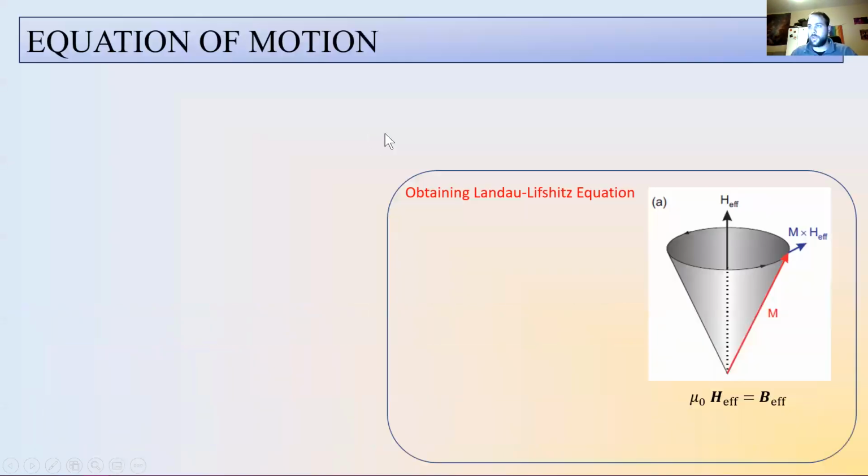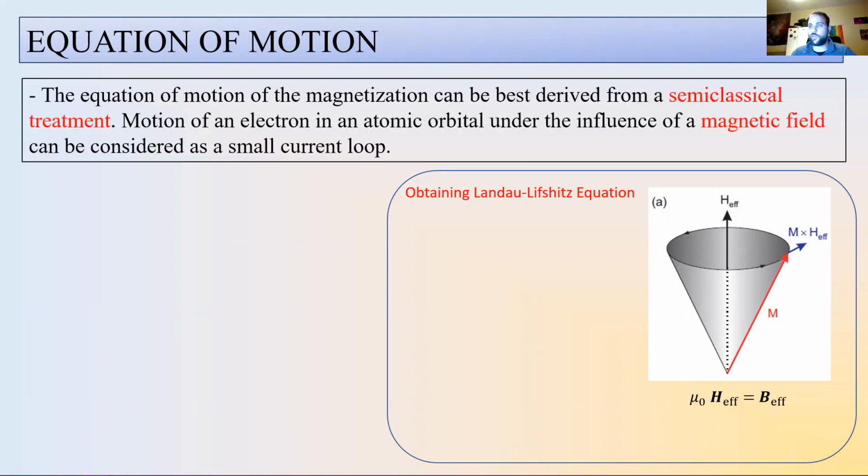So we need to start with the equation of motion of the body case. Having introduced in the last section the effective magnetic field, which determines the static equilibrium orientation, we are able to introduce now the dynamical model proposed by Landau-Lifshitz in 1935. The equation of motion of the magnetization can be best derived from a semi-classical treatment.